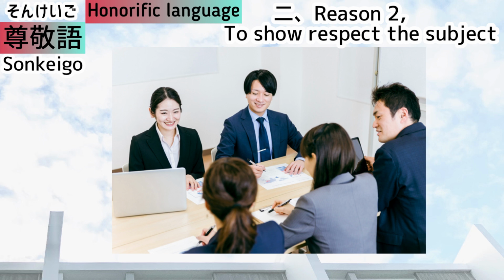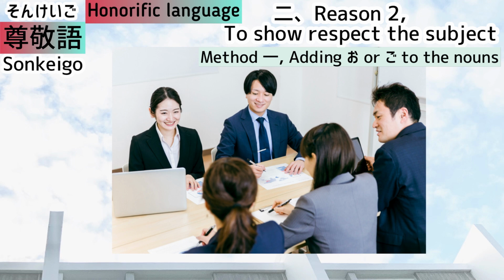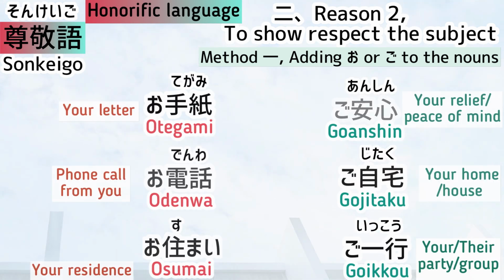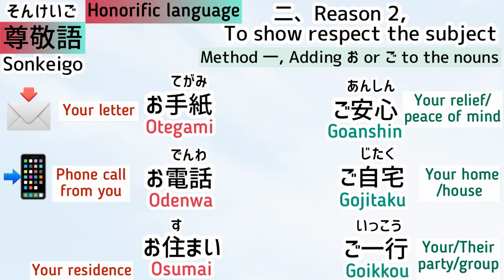Reason 2. To show respect to the subject. Show respect by adding the prefixes to make the subject look good, which belong to nouns, nominalize the subject of action, or adjective that describes the nature or state of the subject, called Sonkeigo, honorific language. Method 1. Adding o or go to the nouns. Here are example words. Otegami, your letter. Odenwa, phone call from you. Osumai, your residence. Goanshin, your relief, peace of mind.